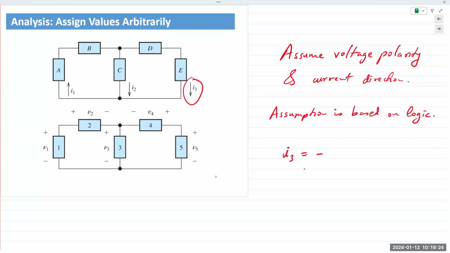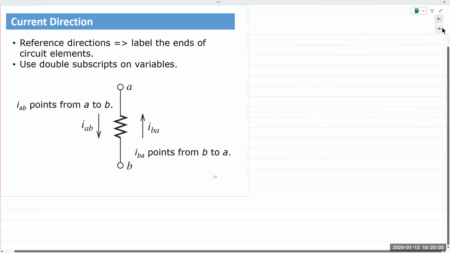Important thing about the assumption, as I said, you choose the assumption at the beginning of your problem, you stay with that assumption to the end. You do not change it within the confines of the problem. Otherwise, you will end up with the wrong answer. So if you chose I3 as going in one direction at the beginning of the problem, and you go to the next step and you change the direction, then you end up with the wrong answer. So you do not want to do that. You stick with the assumptions and the polarity of the voltages and the direction of the current at the beginning of the problem, and you will end up with the right answer. Make sense? Right? Okay.